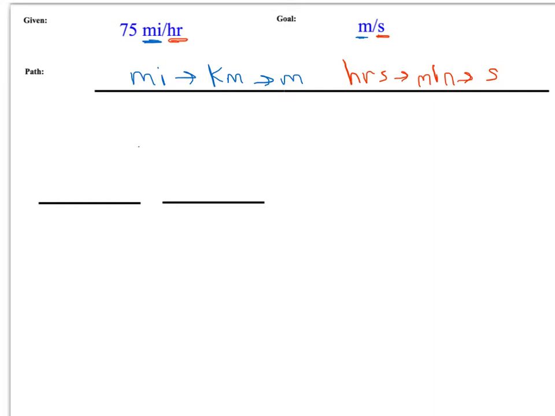Now, what I'm going to do is I'm going to start by writing my given on the first fraction line, but instead of writing miles per hour with the sidewards fraction bar, I'm going to do it with the horizontal fraction bar. So I'm going to write 75 miles per hour. Now, in order to do this problem successfully, what you want to do is ignore the red part and just focus on the green part. So what I want to do is convert miles into kilometers. Miles is currently on the top, so I'm going to put it on the bottom.